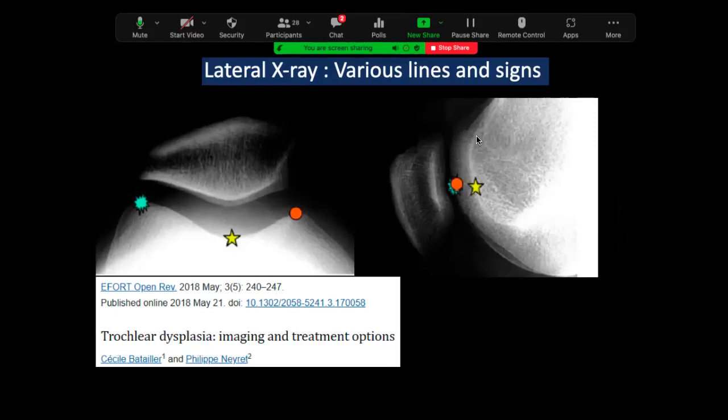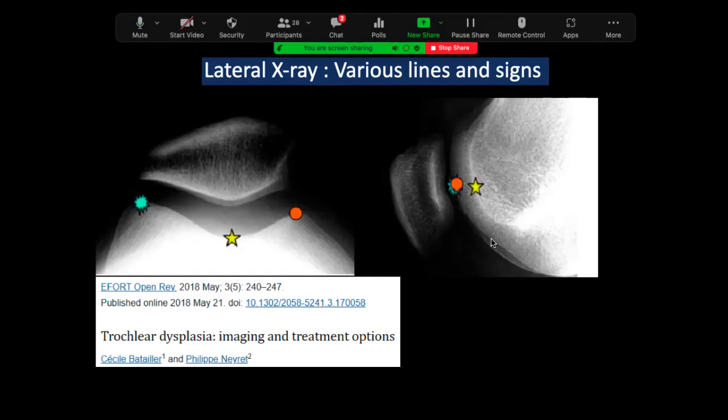Before reading all these lines, let's see this axial view. This point is the highest point of the lateral femoral condyle in the axial view, and this is the highest point of the medial femoral condyle, and this is the trochlear line, the trough of the trochlea. So if this knee is seen in the lateral X-ray, then these two condylar points overlap here. That means both the condyles overlap here, giving one line.